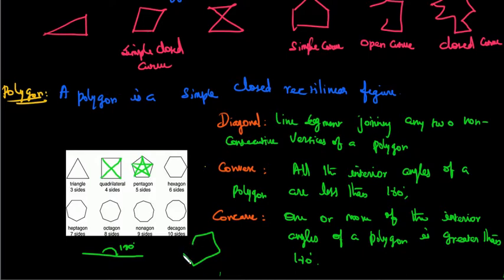Let me draw clearly. So this is a convex polygon because you can see that every angle will be less than 180 degrees. So what is a concave polygon? What about this one?